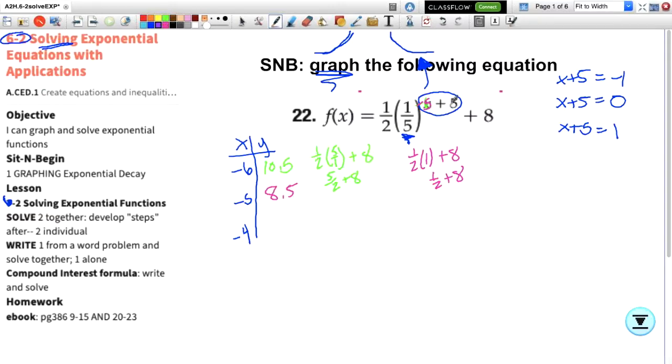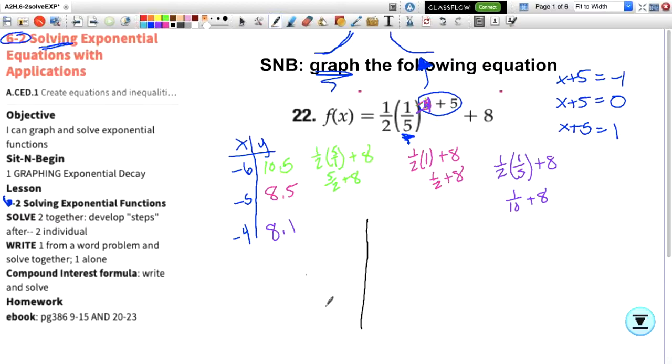My last point is to plug in negative 4 here. Negative 4 plus 5 is 1. So that gives me 1/2 times 1/5 to the first power, which is just 1/5, plus 8. So I go across the top and across the bottom, and I get 1/10 plus 8, or 8 and 1/10, which is the same thing as 8.1, right? That's 1/10. Now I'm ready to graph it up.